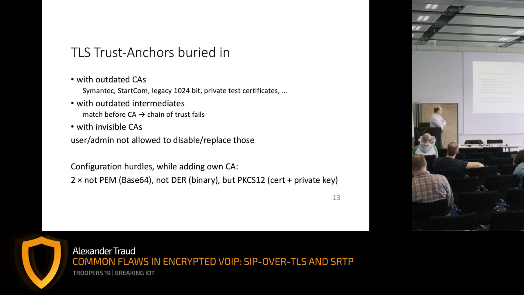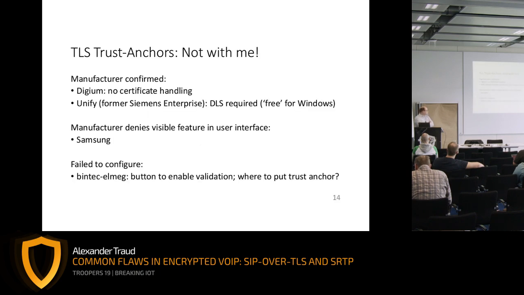And a lot of configuration hurdles and problems, which was very surprising. Sometimes you want to add your own CA, because you don't trust anyone, you trust only yourself. Normally you do that by going to a web interface and uploading a certificate in base64 or binary. In 2 cases, I had to make a PKCS#12, which includes a private key. I have to install the private key on my phones. Well, that's not the idea of a chain of trust, actually. And at least we have 4 manufacturers who have no trust anchors, not with us. Digium, for example, doesn't have certificate handling at all.